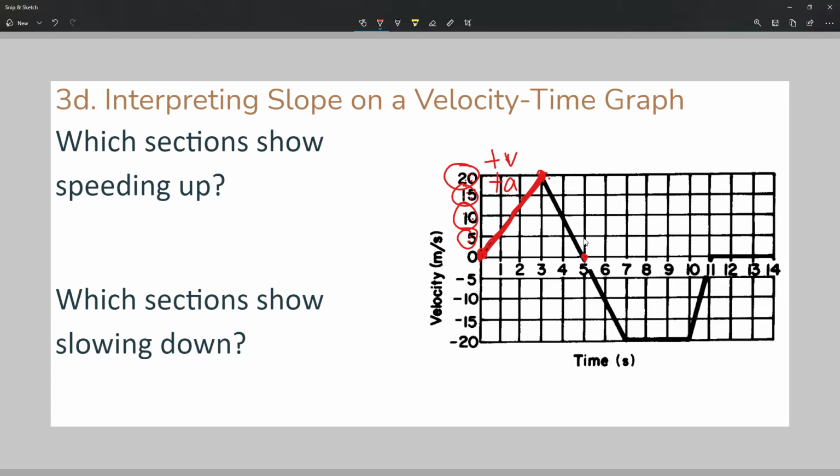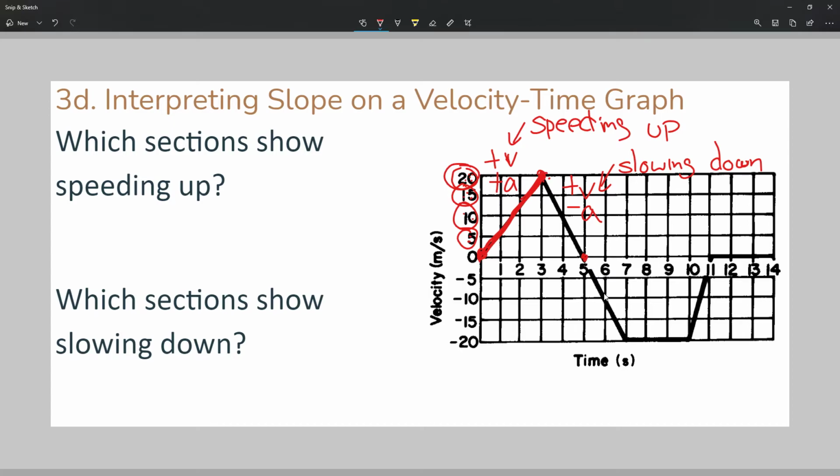So let's do 3 to 5. From 3 to 5 seconds, is your velocity positive or negative? Well, your velocity is positive because, again, these numbers here are positive. But because you have a downward slope, you have a negative acceleration. So in the first section you're speeding up, which makes sense because the y-axis says you're going from 0 to 20. But on this section, you're actually slowing down, and that also makes sense because you're going from 20 to 0.